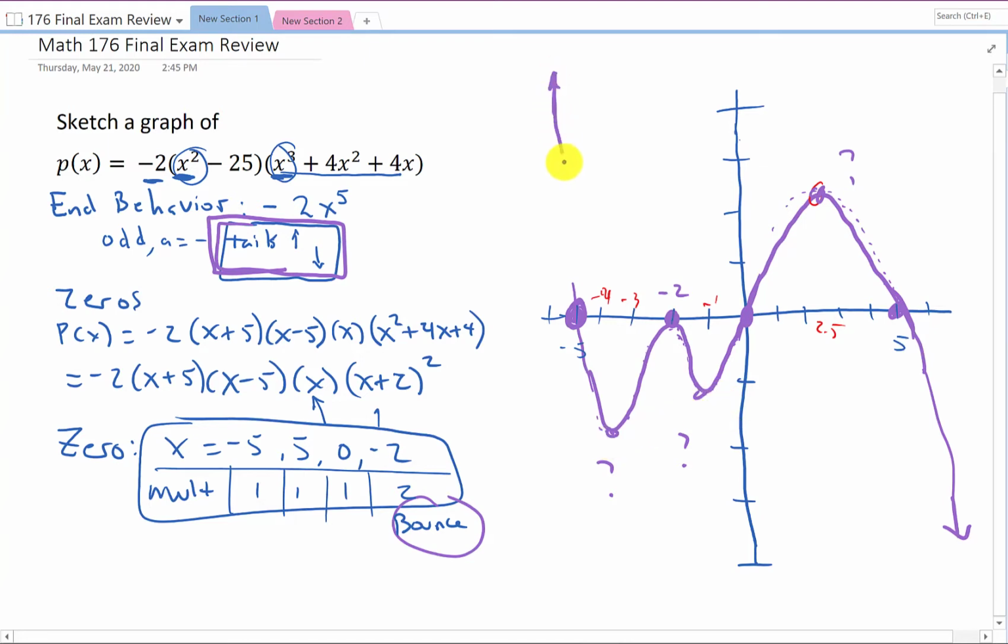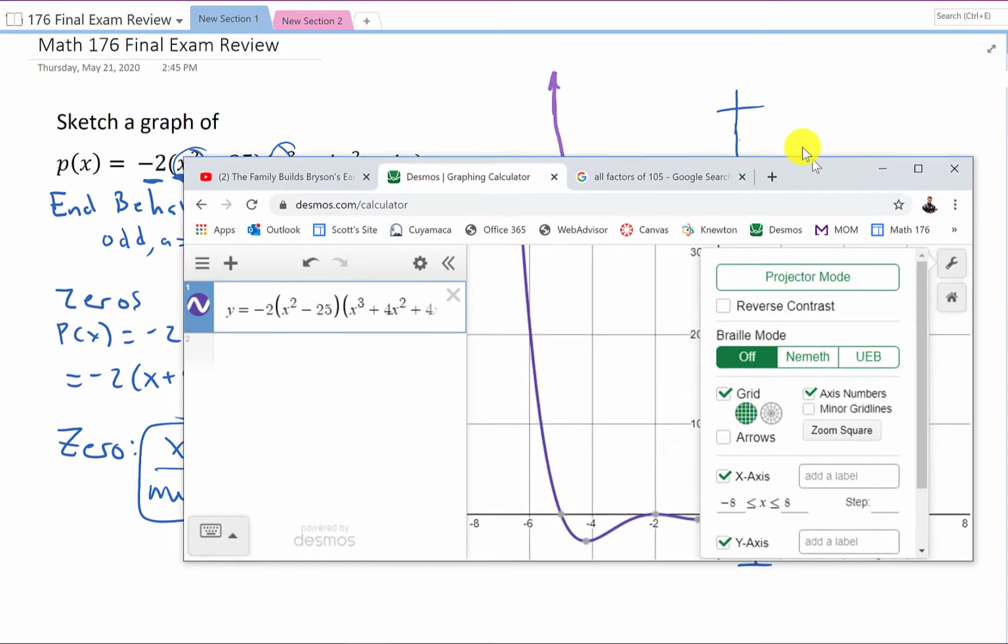So, oops, I forgot to connect this tail. There we go. So we've got a reasonable sketch. We don't have the peaks and valleys detailed out, but we have an idea of what this polynomial graph is going to look like. And if you wanted to be more specific, you could plug this into Desmos and see, and I happen to have it over here for you.